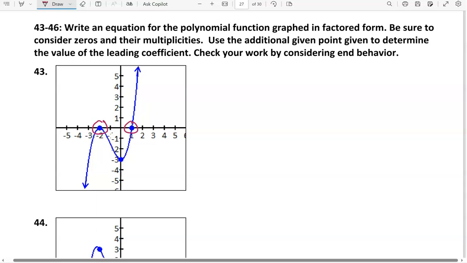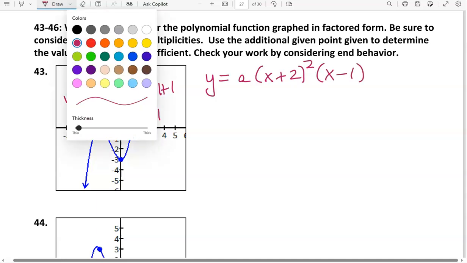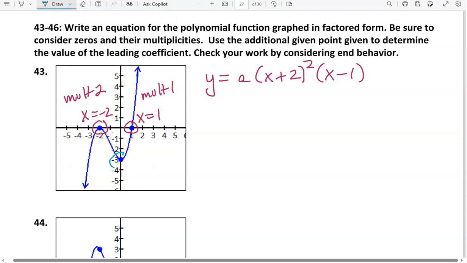The zeros are x equals negative 2, and this one's a multiplicity 2, since it bounces off of the x-axis. And then we also have x equals 1 over here. That one's a multiplicity 1, since it basically just passes straight through. So our equation will look like this: y equals a times (x plus 2) raised to the second power times (x minus 1). So let's use our extra point to find the value of the lead coefficient.